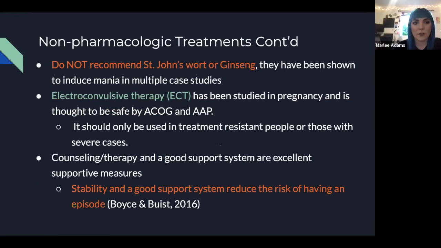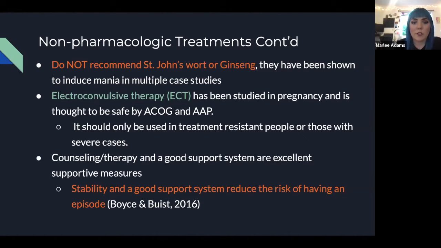Again, if you are going to recommend herbs, do your research, but definitely don't recommend St. John's wort or ginseng. They have both been shown to induce mania in multiple case studies. So it's important that we do not use those herbs for our clients with bipolar disorder.